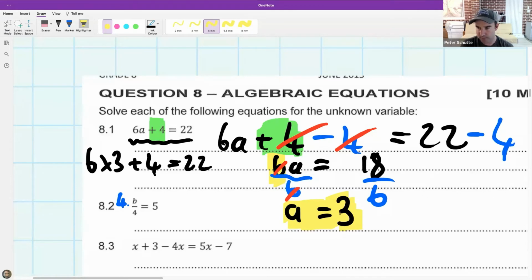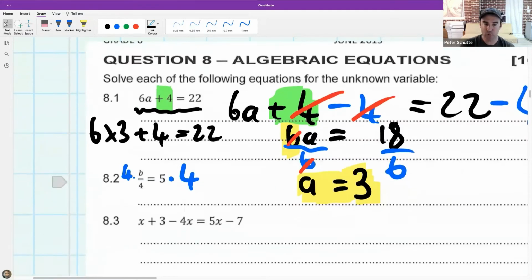Now, in the second question, all I have to do is multiply both sides by 4. The reason I chose to multiply by 4 is, you guessed it, it's the opposite of dividing by 4. And dividing by 4 is what the question started with. So these 4s cancel out, and my final answer will be b is equal to 20.